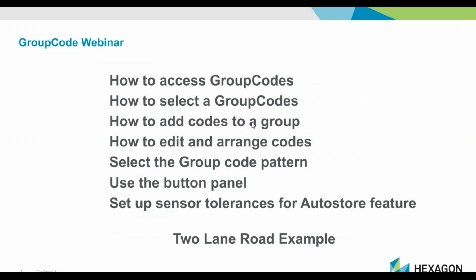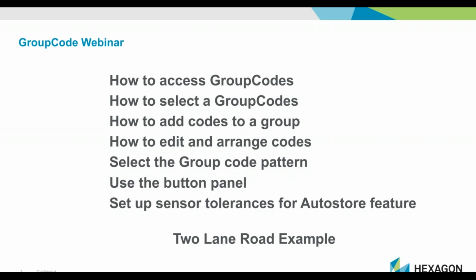So on the webinar today, I'm going to cover how to access the group codes, and how to select a group code. You can have multiple codes, so you can set them up for different workflows. I'll cover how to access the codes or add codes to the group, how to edit and arrange them, and then select the code pattern. So we have an automatic way of cycling through the codes as you're using them, which is very useful in things like roads.